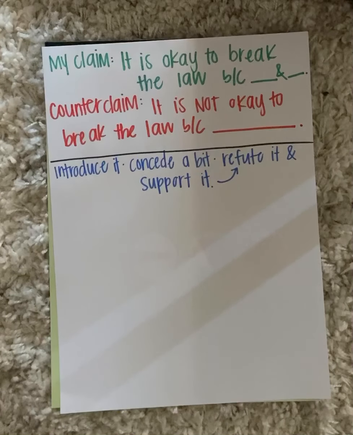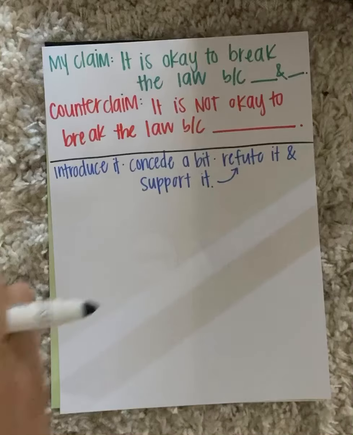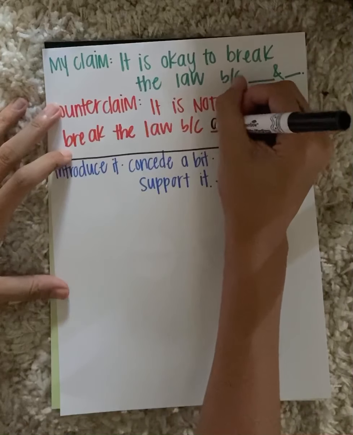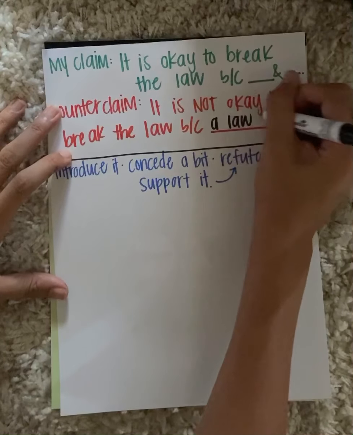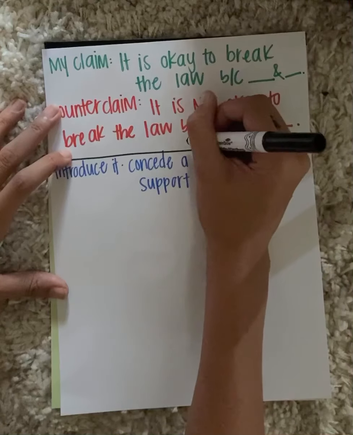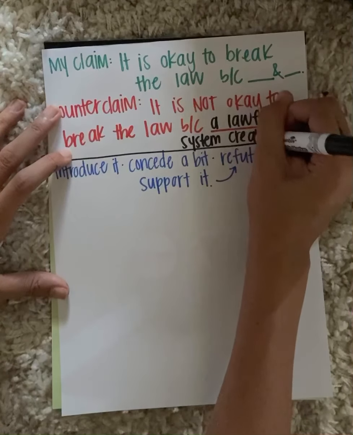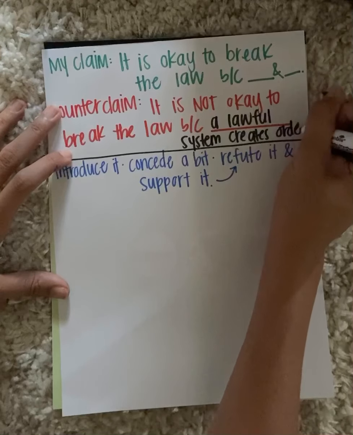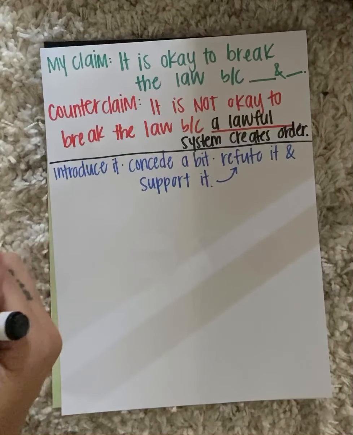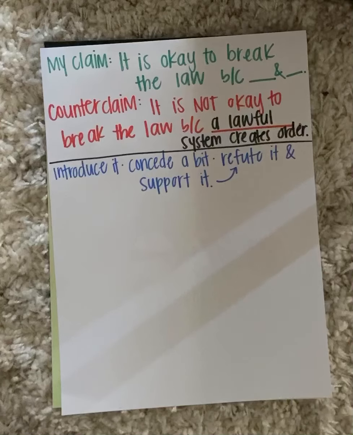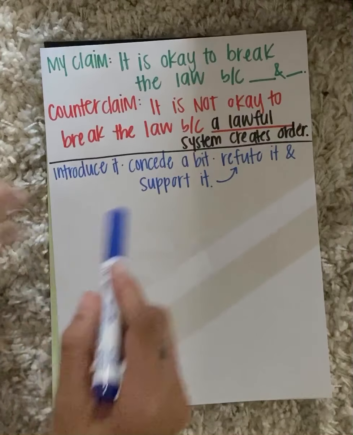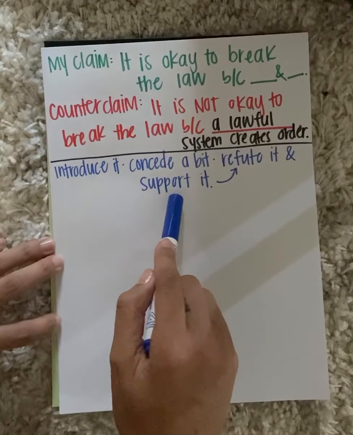I want to make this example as real as possible, so I'm going to fill in the blank here. It is not okay to break the law because a lawful system creates order. Let's say this is the counterclaim that I'm addressing today. All of my steps are listed here.